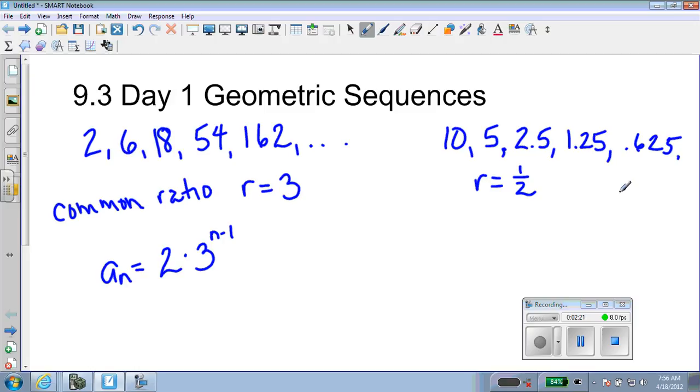For this sequence, starting from 10, we're multiplying by 1/2. The first term has not been multiplied by 1/2. The second term is the first times 1/2, and then times 1/2 again, and again. It is one less time: the second term was multiplied by 1/2 once. Let's try it one more time.